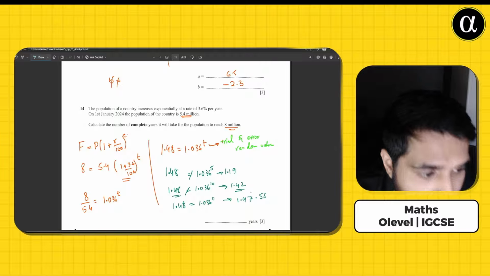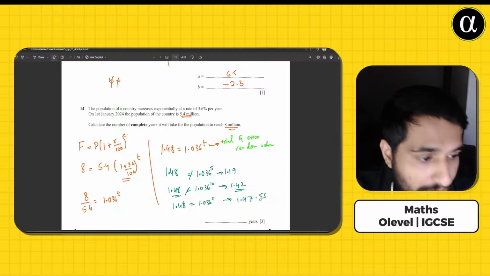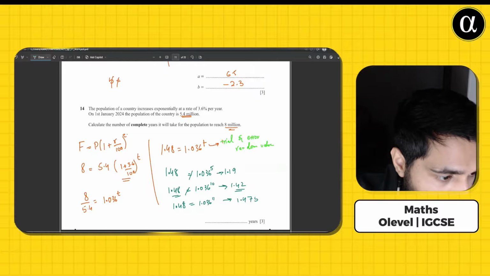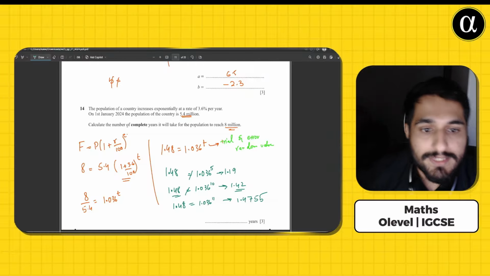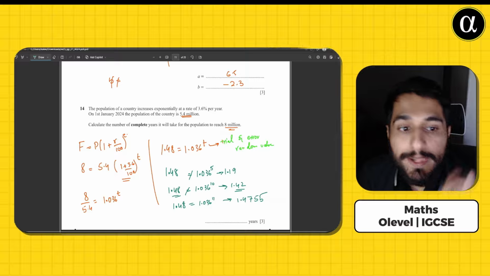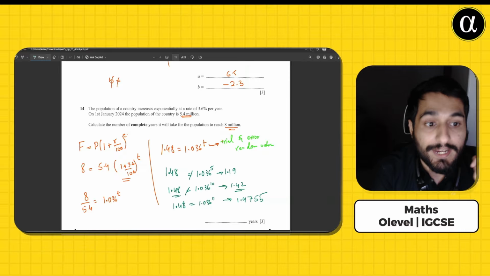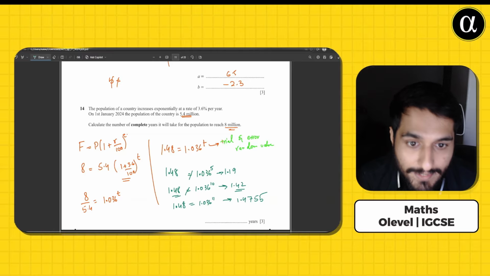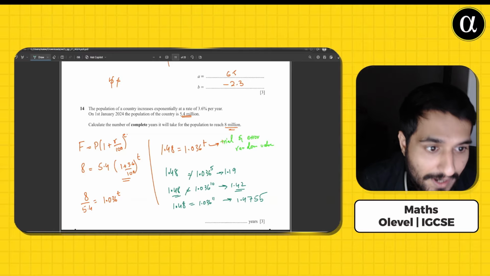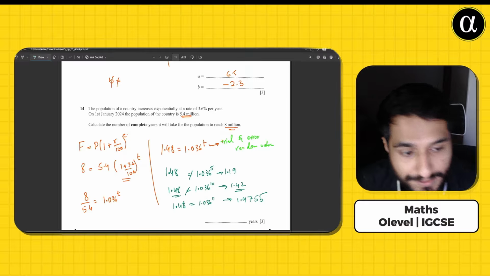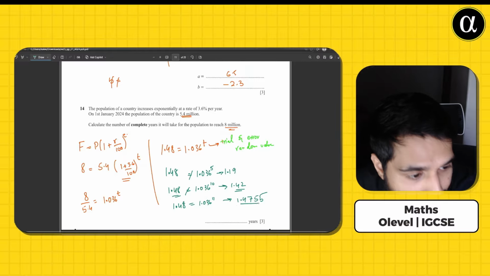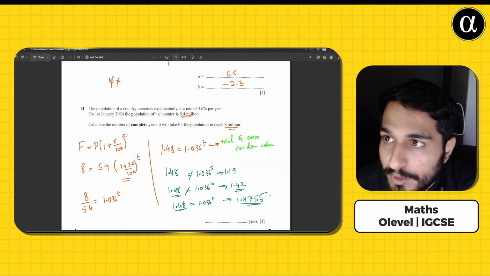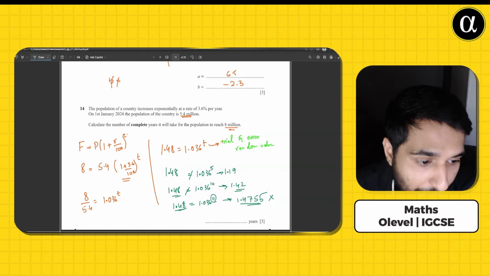1.4755. Now we may think that this answer is correct. Let's see what the question demands, because it depends on the wording of the question. It says calculate the number of complete years it will take for the population to reach 8 million. As we can see, this value and this value are not the same. That means this value still did not reach 1.48. Hence 11 may not be correct, right?